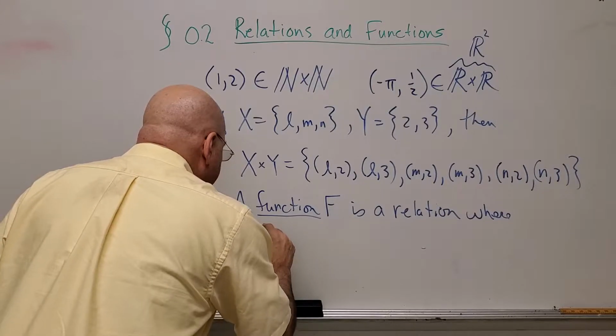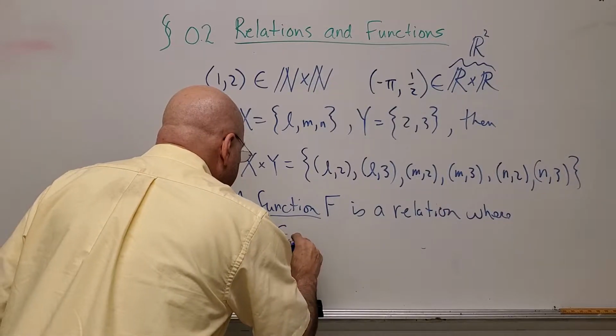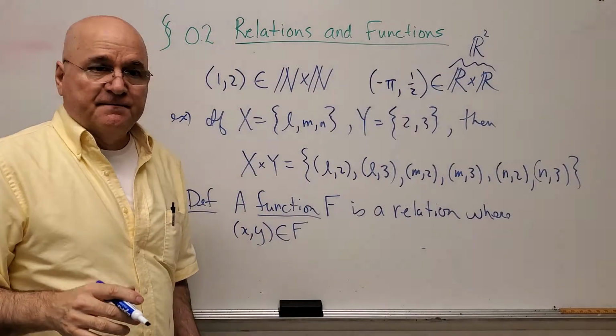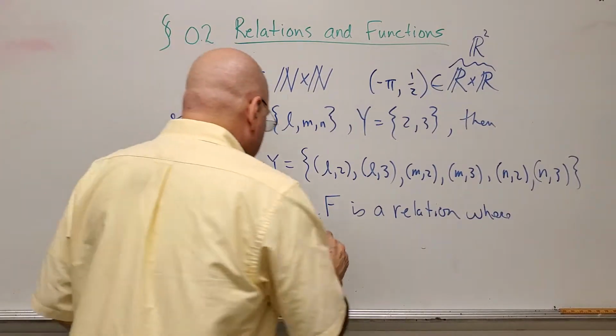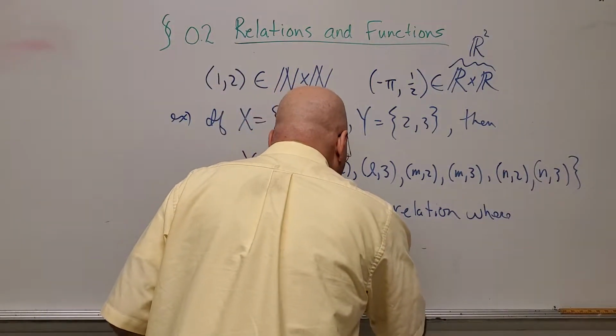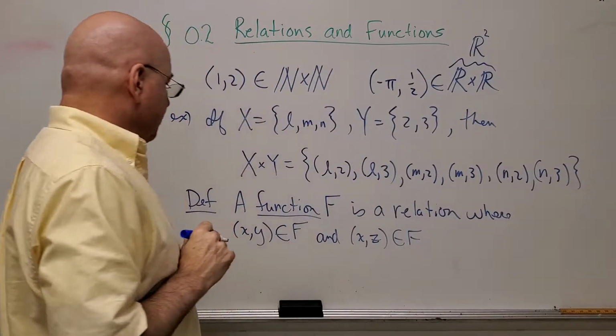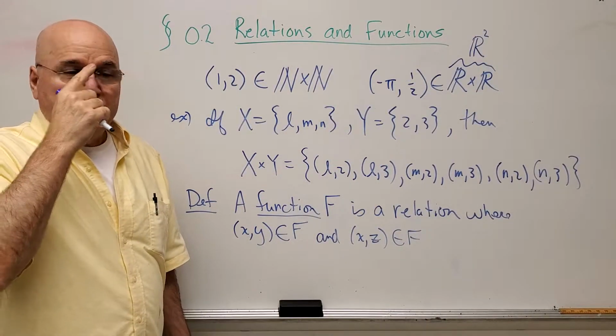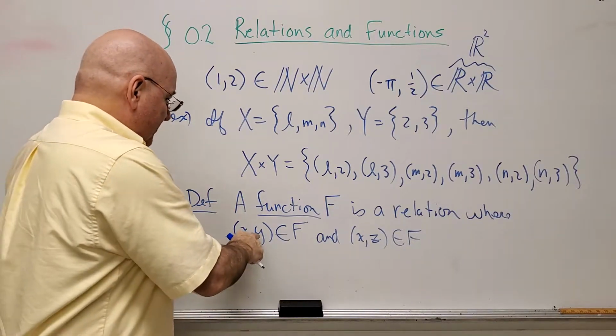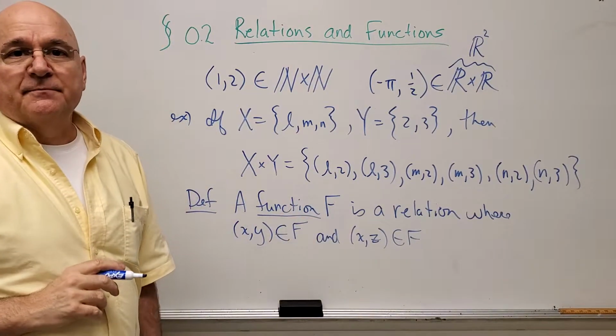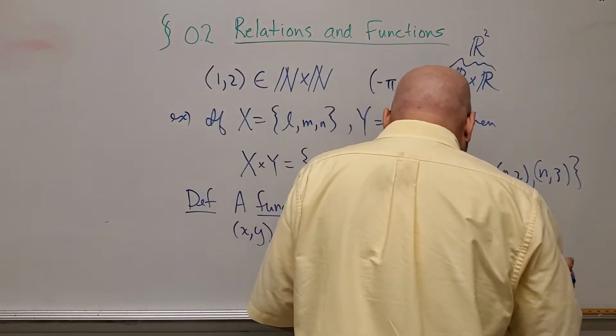(x, y) is an element of the function, that ordered pair (x, y), and (x, z) also being in that function, requires that y and z be the same number. So y is equal to z.